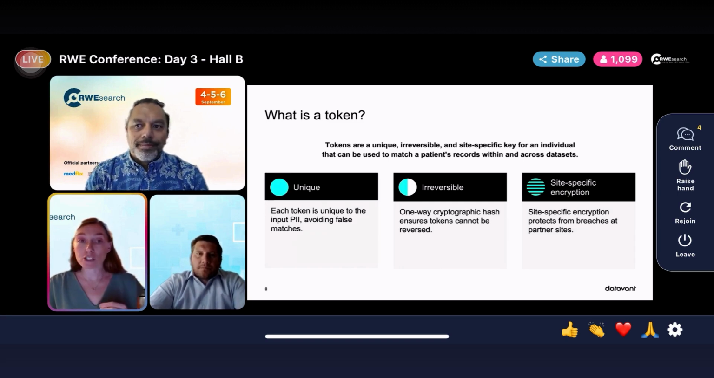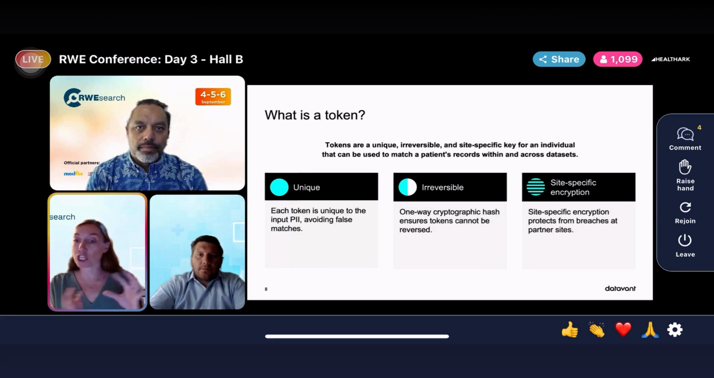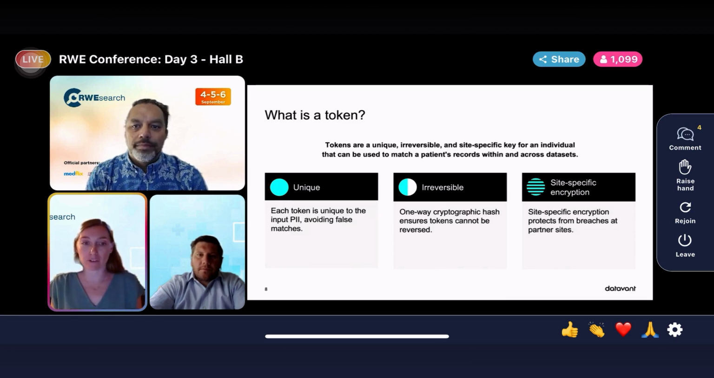These tokens are also irreversible. They have one-way cryptographic hashing that's applied when the tokenization process happens. And so this is critical for data linkage that doesn't compromise patient privacy. What it means is the PII is used, but then it is stripped away, and you can't actually go back and reverse engineer what that originating PII is. And I'll show a little example of that on a future slide.